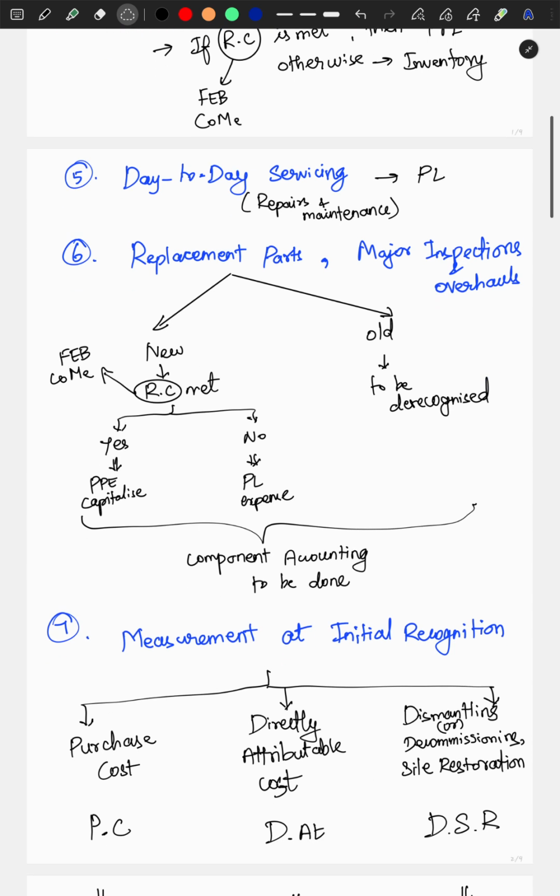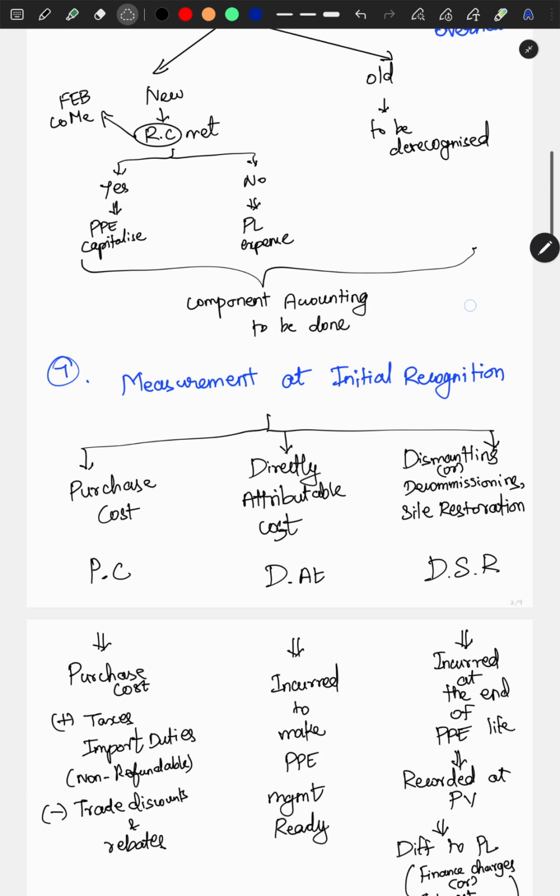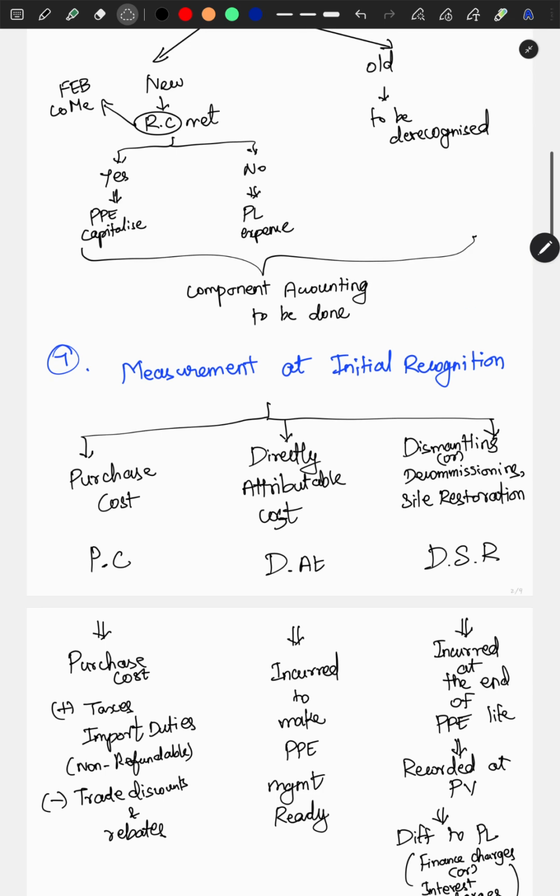And then replacement parts, major inspection and overhauls. If it is new, and the recognition criteria are met, then it can be capitalized as PPE. Otherwise, expense it off to P&L. If it is old, the old portion has to be de-recognized. Component accounting has to be followed.